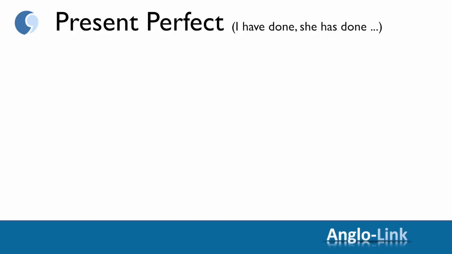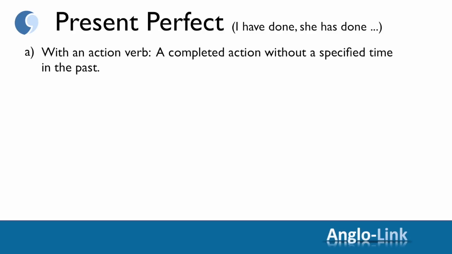Now you have to be careful with present perfect, whether you're using it with an action verb or a state verb. Let's look at the usage of the present perfect tense with an action verb. When you use this tense with an action verb, like sit, go, come, dance, etc., it indicates a completed action, but there is no time specified in the past. The following expressions require this tense, because they do not refer to a specific time in the past. They mean some time in the past until now.